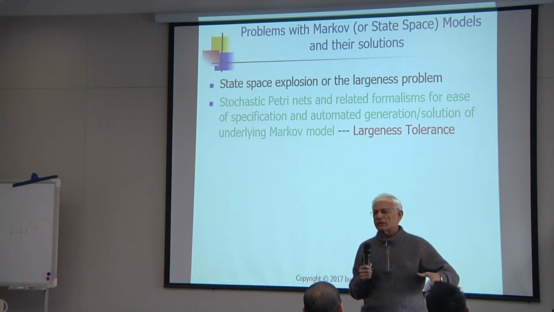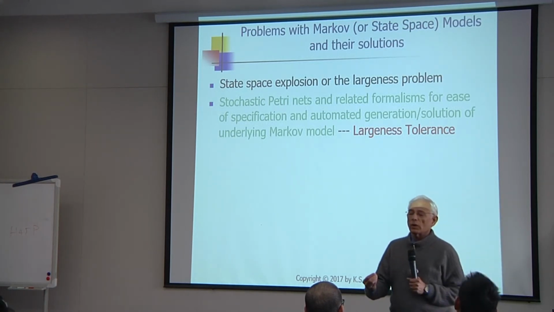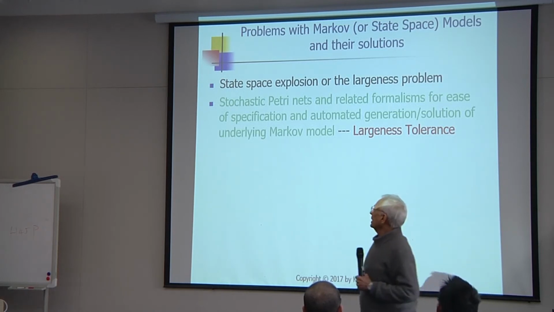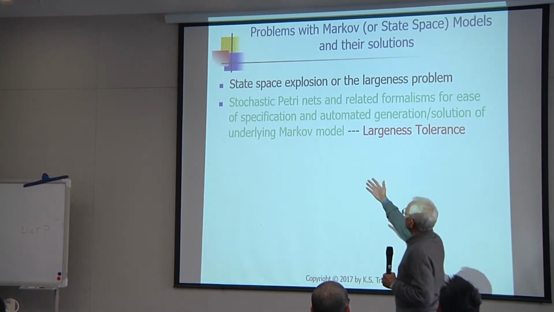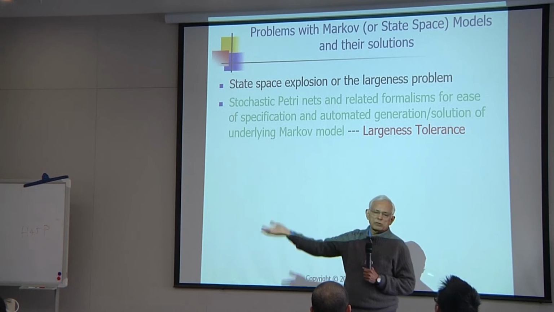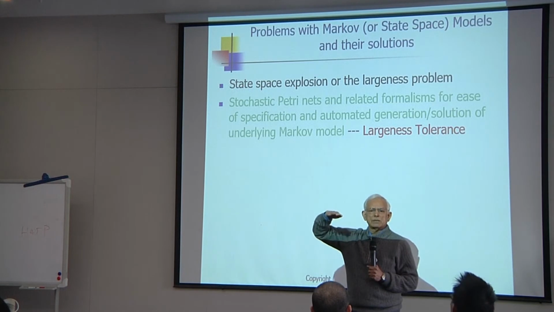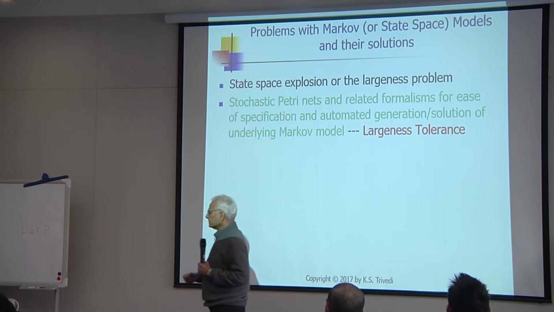If I can hold a million states in memory and solve a million state problem, I have no problem, right? So this approach is called largeness tolerance, because the large Markov model is not avoided. You're going to generate it, you're going to store it, and you're going to solve it, right? So what are the different higher level formalisms that enable you to do this? One such is based on stochastic Petri nets. I don't know how many of you have heard, and it's not relevant, but there are formalisms that can describe the problem at a higher level, even a very complex system problem, and the underlying state space may be generated automatically and stored and solved.